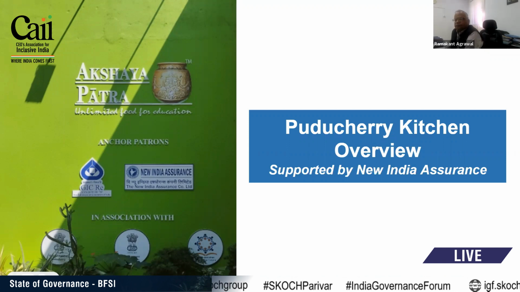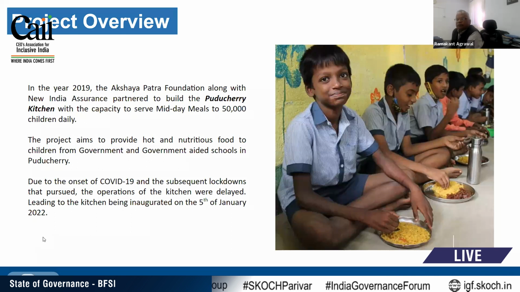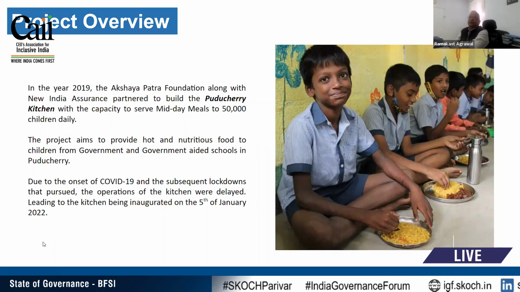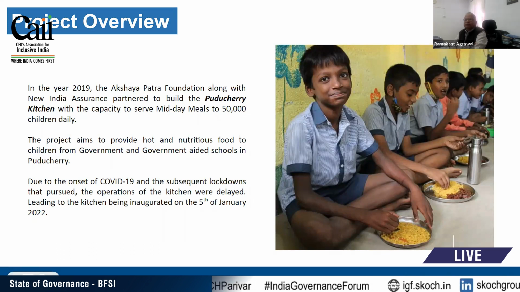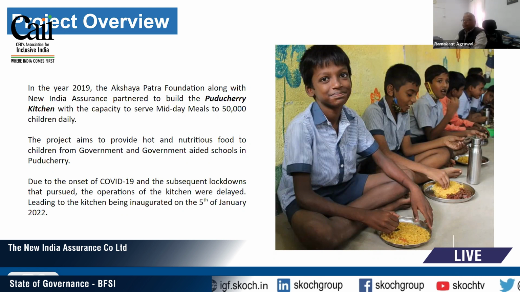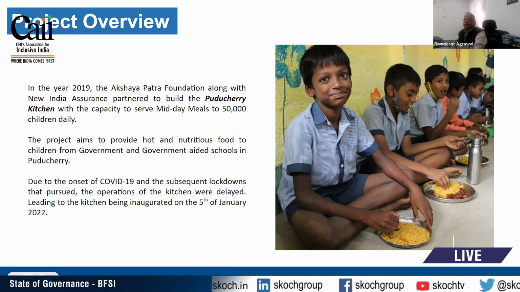Next, sir. The project overview is, sir, in the year 2000, Akshay Patra Foundation along with New India Assurance built the Puducherry kitchen with the capacity to serve midday meals to 50,000 children daily. The project aims to provide hot and nutritious food to children from government and government-aided schools in Puducherry. Due to the onset of COVID-19 and the subsequent lockdowns, the operations of the kitchen were delayed, leading to the kitchen being inaugurated on the 5th of January 2022. Next.